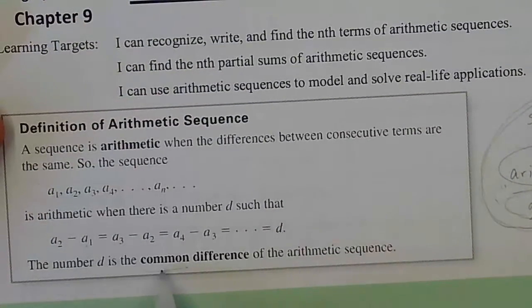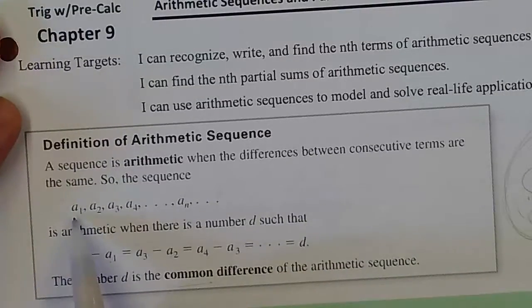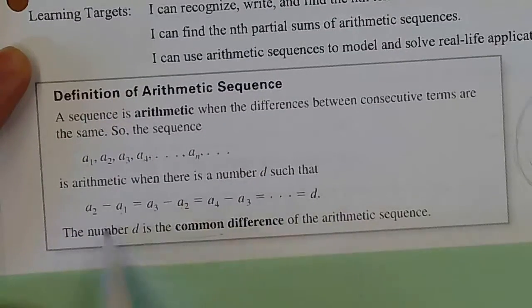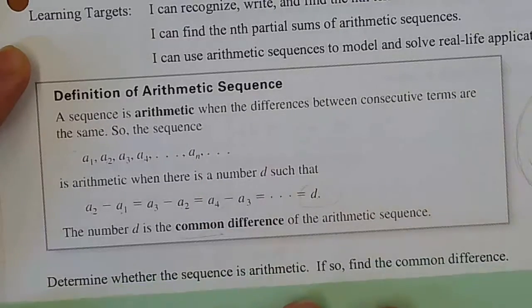All right, so the common difference is that number being added from A1 to get to A2. So this should be common. If I subtract those terms, it should be the same if I subtract A2 from A3, and so on. That's what they're trying to show you. It equals some common number. That's how you know it's arithmetic.